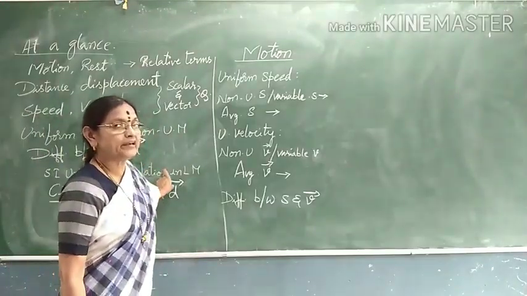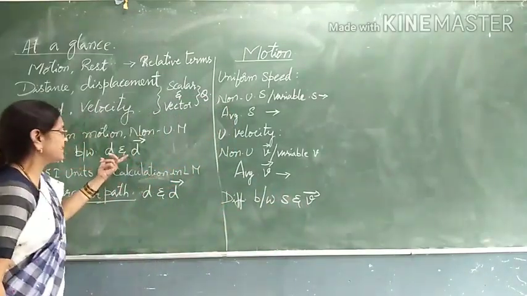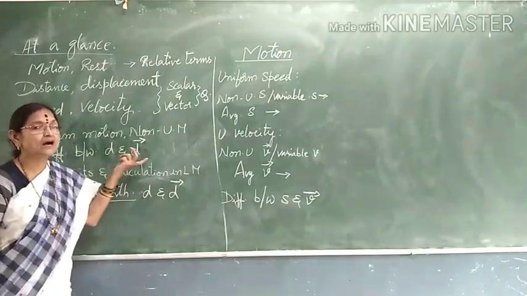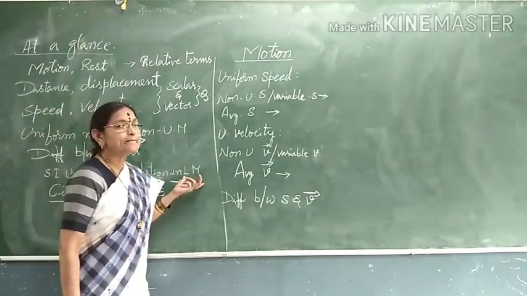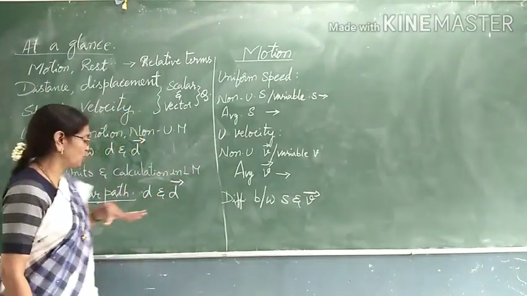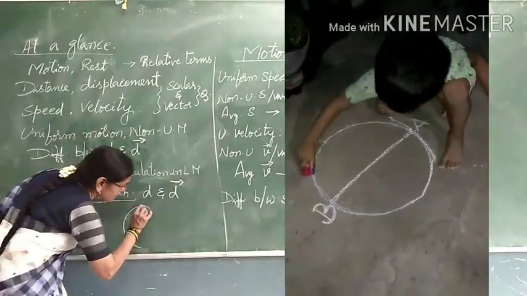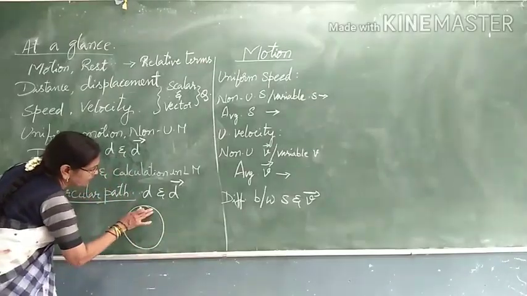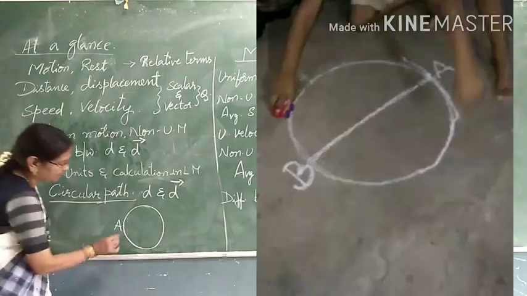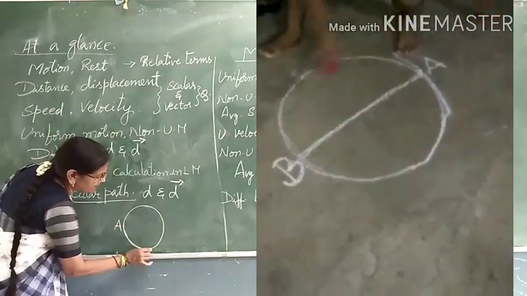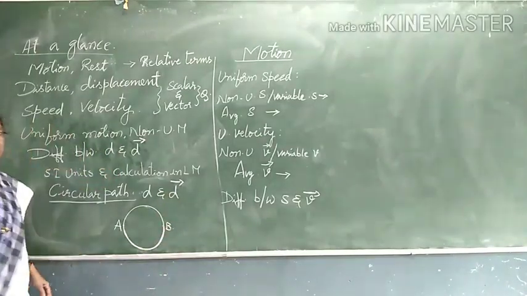Now when the body is moving in a linear path, we have calculated what is its distance and what is the displacement of a moving body when it is following a linear path. Now if a body is following a circular path, that is a circle, what is the distance covered and the displacement? Suppose from this point the body is moving, that is from A and coming to B. What is the distance covered?